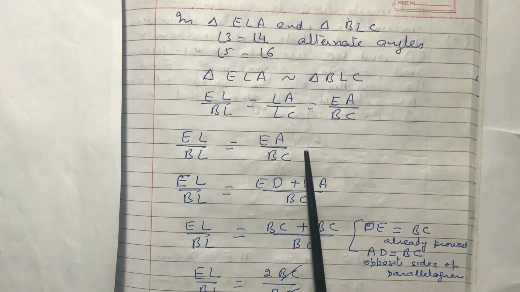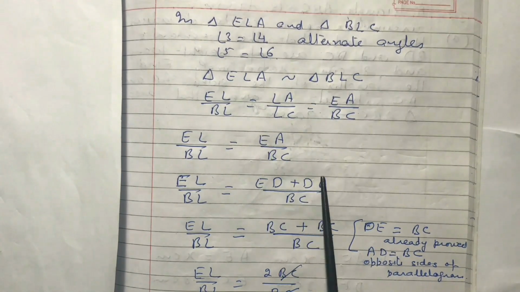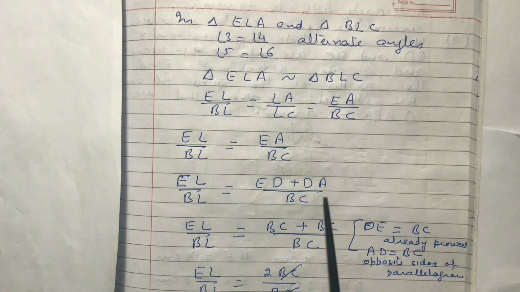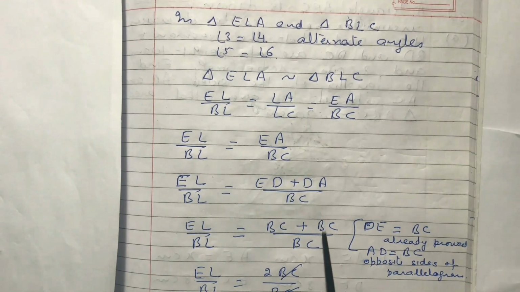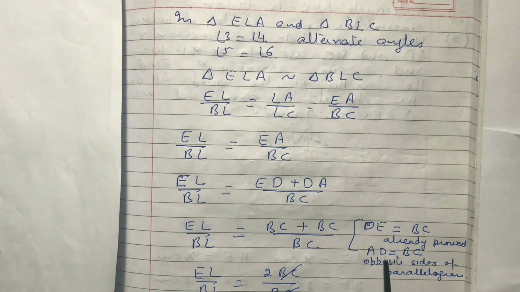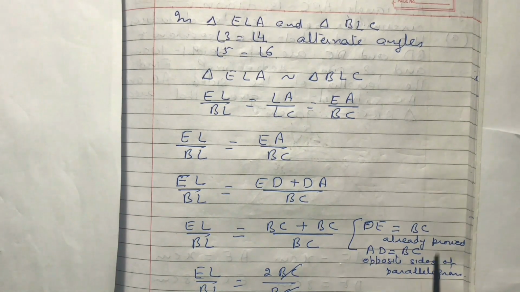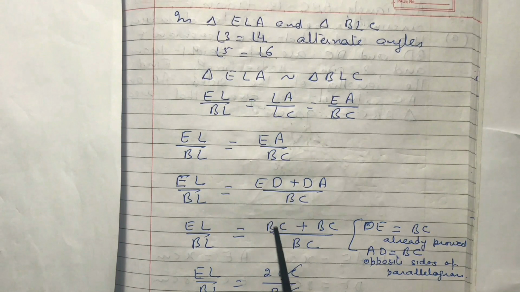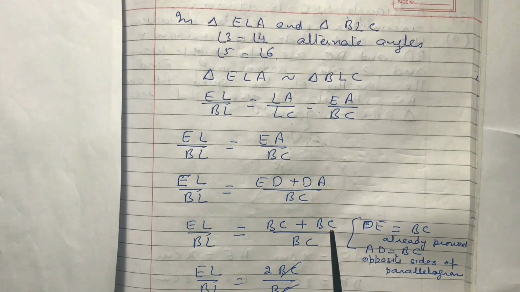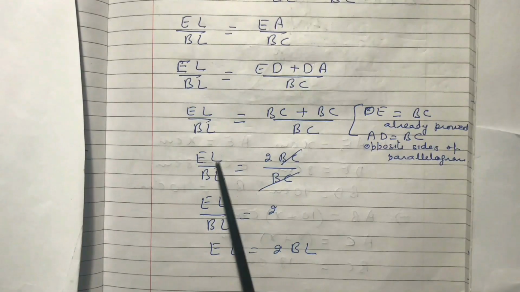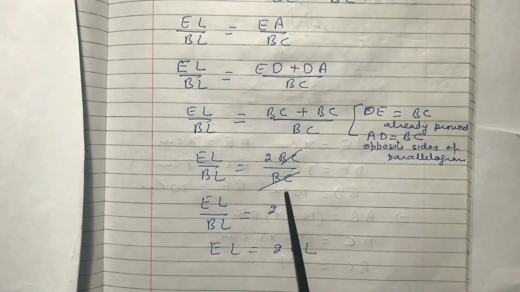Take this. Instead of EA, this can be written as ED plus DA upon BC. And ED is equal to BC, DA is equal to BC. Since DE is equal to BC, already proved, and AD is equal to BC, opposite sides of a parallelogram. I have written here the reason why I have written ED is equal to BC and why I have written DA is equal to BC. Now EL upon BL is equal to 2 times BC upon BC.